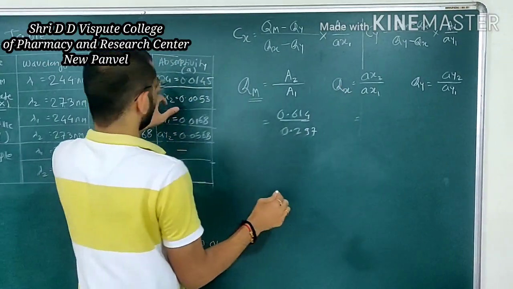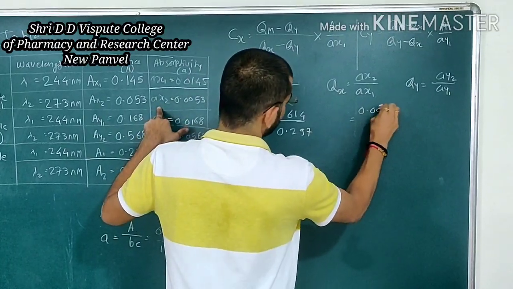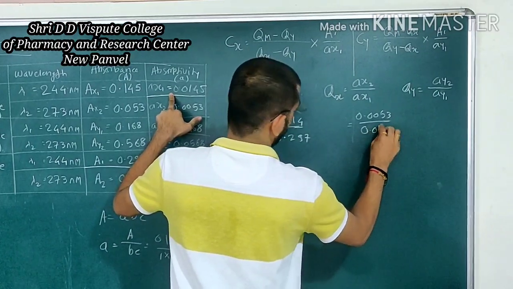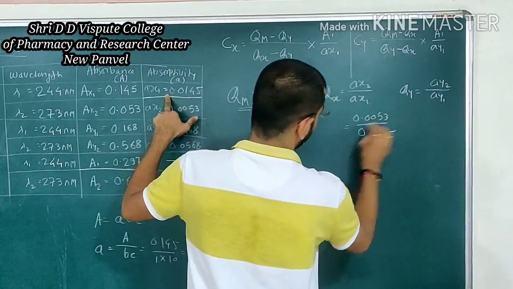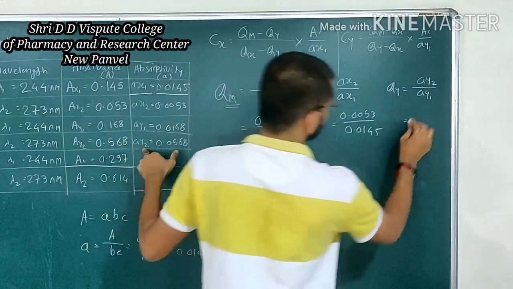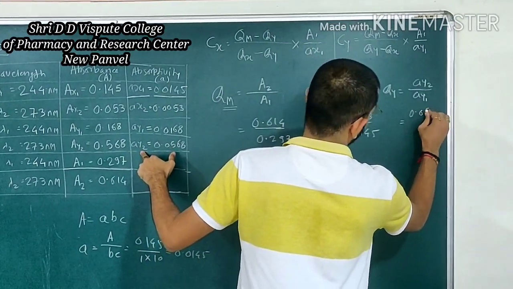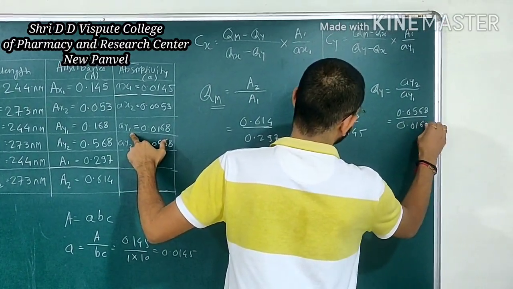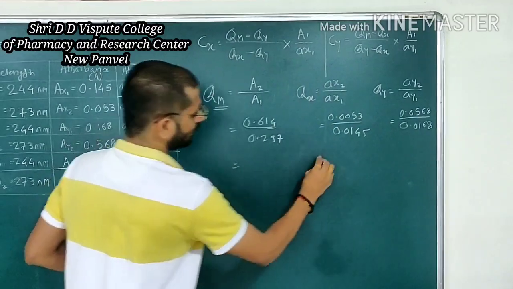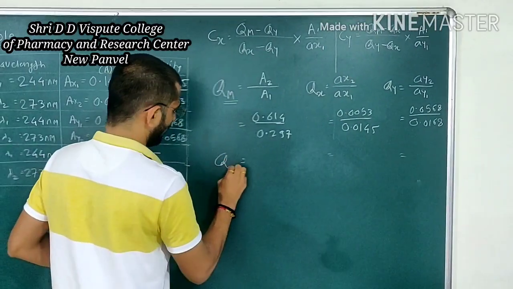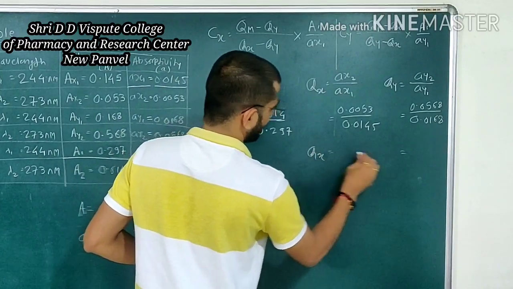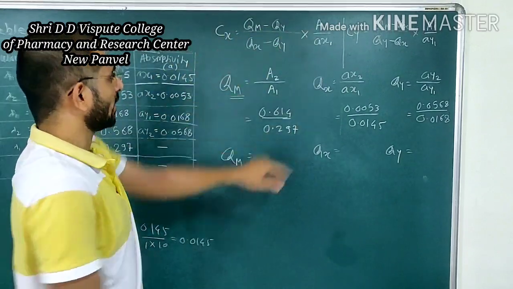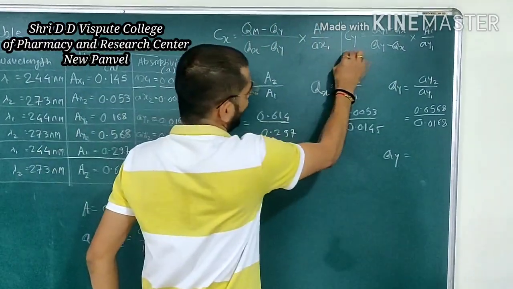Same for Qx: the value of AX2, 0.0053, upon the value of AX1, 0.0145. Again for Qy: 0.0568 upon AY1, 0.0168. So calculate these values, and you can easily find the values of Qm, Qx and Qy. Put these values directly into your equations and calculate the concentrations Cx and Cy.